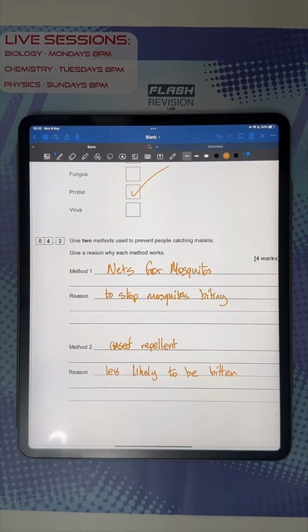What's the difference between a protist and a vector? A protist is the actual pathogen. It's what's causing the disease. The vector is the mosquito. The mosquito is only spreading the disease. It's not causing the disease, so this mosquito won't get malaria. All it does is carry the protist, the pathogen, from one human to another. When it bites one human and then goes to another human, it's spreading the protist. That's the difference.